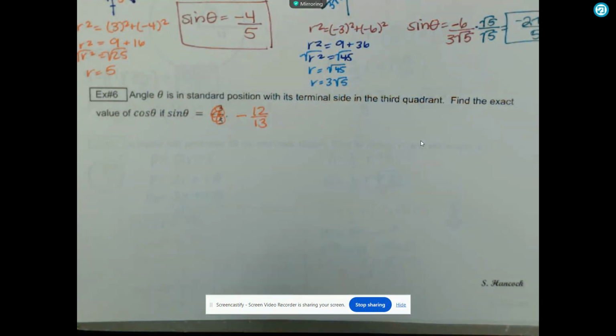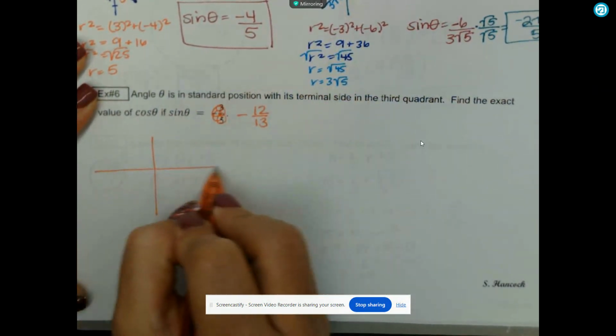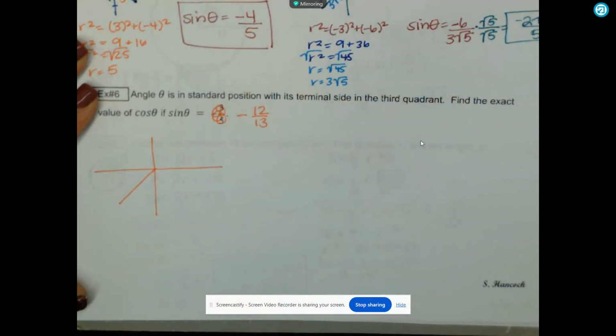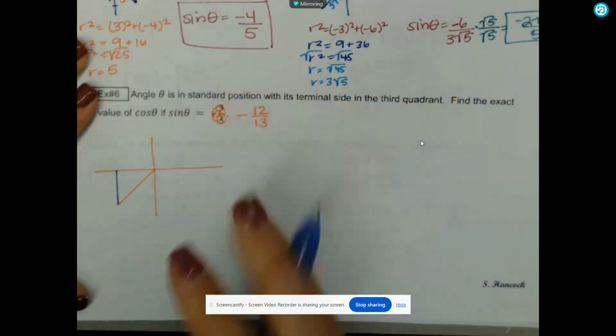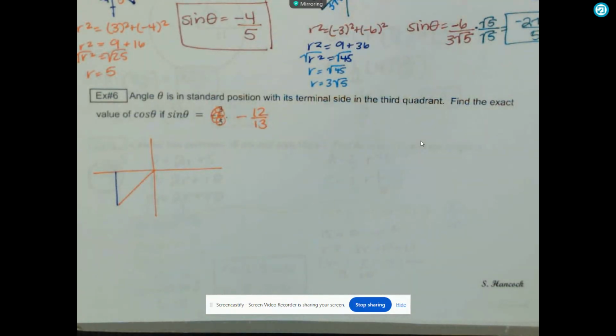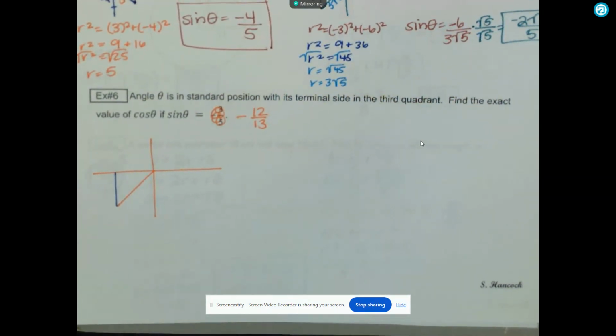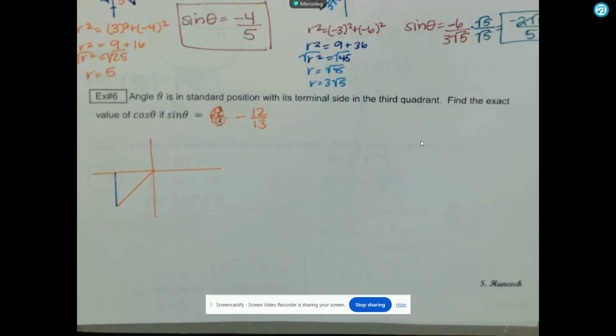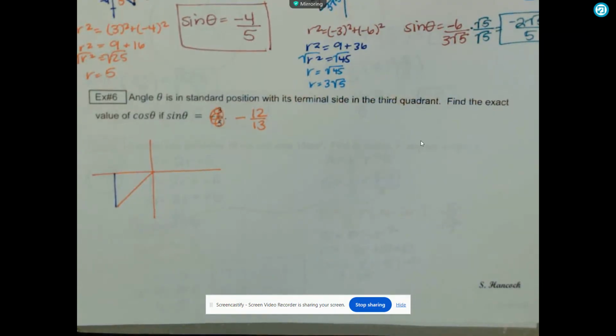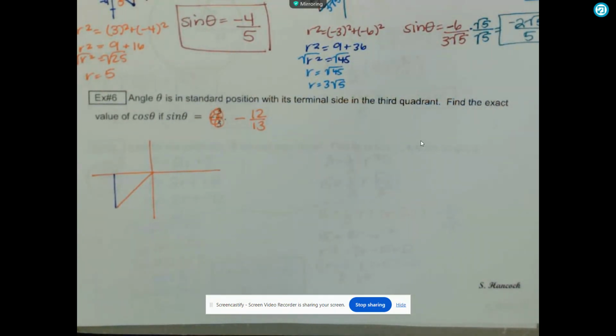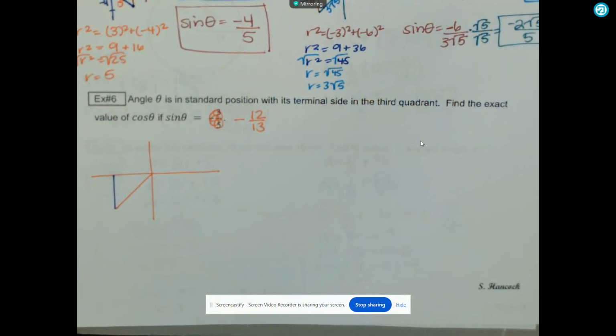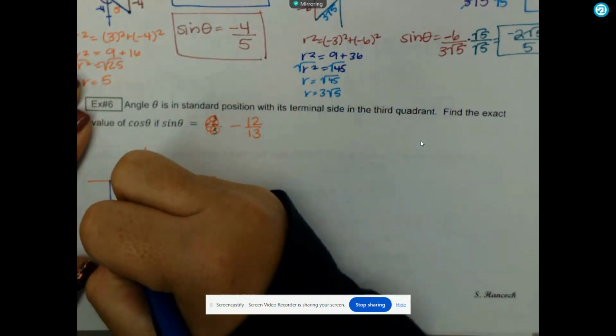Okay, so when I draw this out, I'm going to be down here in the third quadrant. So let's make my triangle, right? And it's negative 12 over 13. Now, how do I know whether the negative is the 12 or the 13? Because that's sine, right? Which one's r? If that's sine, the bottom one's r, so my r has to be 13, right?